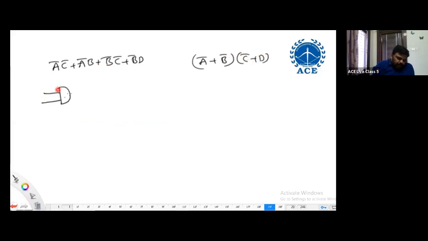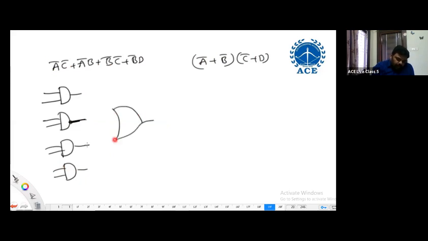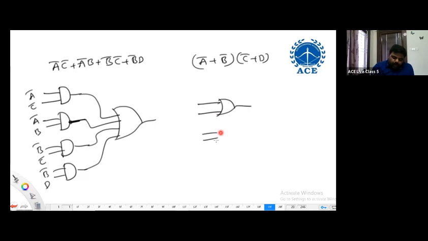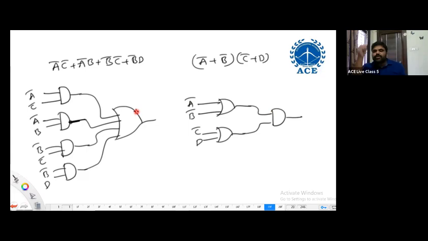Assuming all the literals are available, if you are implementing this using two levels only, I should not use again OR followed by AND followed by OR. So you can write A bar C bar, A bar B, B bar C bar, B bar D. And what about this OR gate? And again an OR gate, take the AND of these two. Here A bar, B bar, C bar. What is the complexity, the number of gates plus the number of inputs of each and every gate?